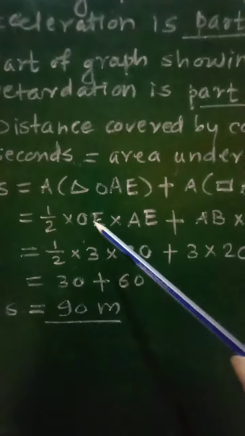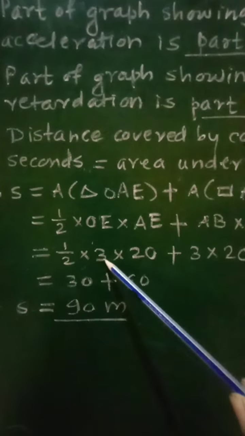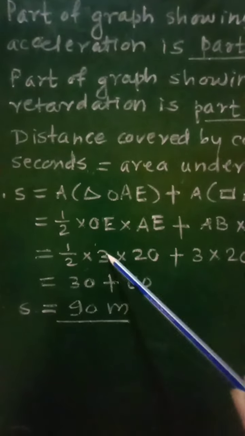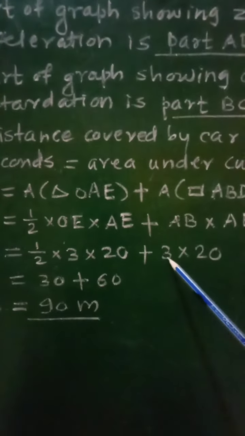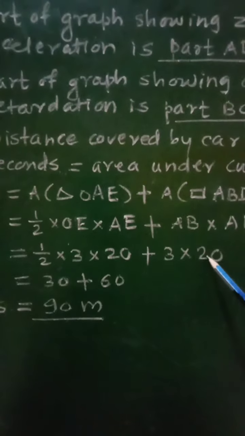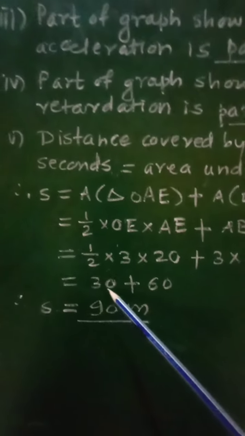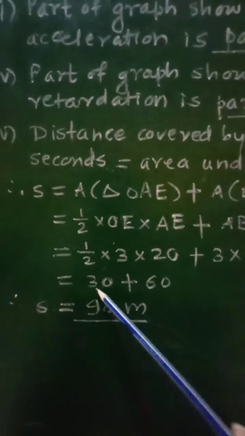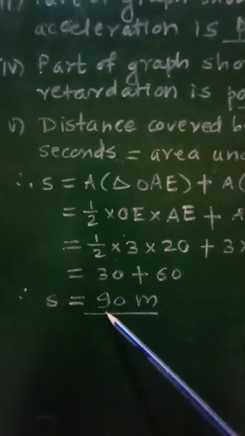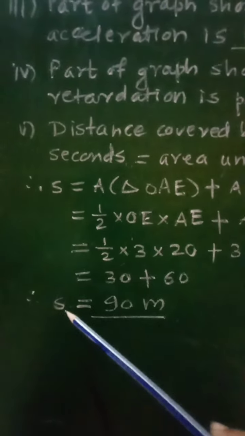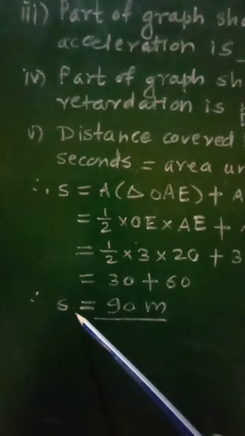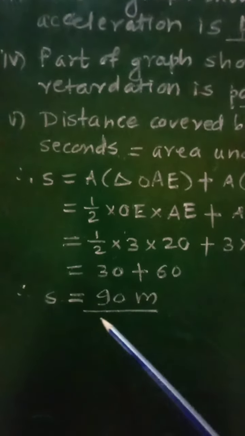That will be equal to, putting the values, half into 3 into 20 plus 3 into 20, which comes out to be 30 plus 60, which will be equal to 90 meter. So distance covered in first 6 seconds will be equal to 90 meter.